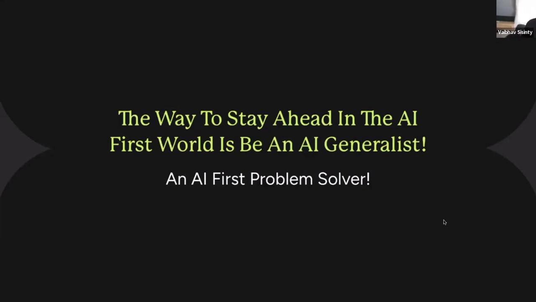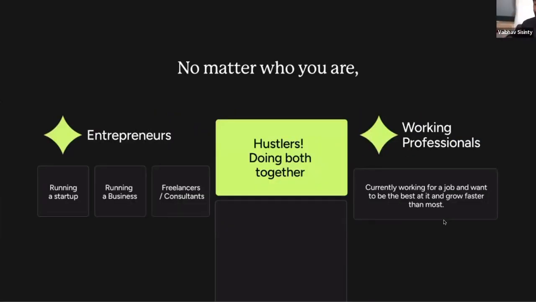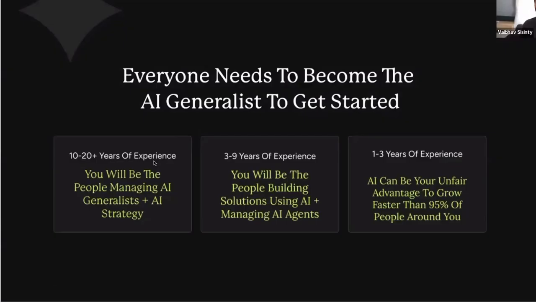I want all of you guys to become AI first problem solvers, no matter who you are. You could be entrepreneurs, you could be working professionals, or you could be hustlers doing both. Because I told you, as working professionals, if you're someone with 10 to 20 years of experience, you have to become an AI strategist. Very few, maybe 4 or 5 out of 100 senior people will be needed in companies because you guys are expensive, right? Become an AI generalist so that you can get people who are other AI generalists who can report into you and you can do AI strategy majorly.